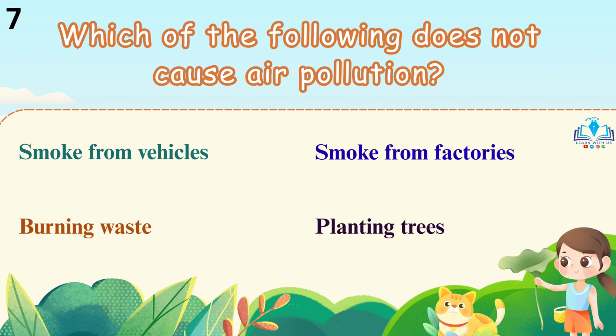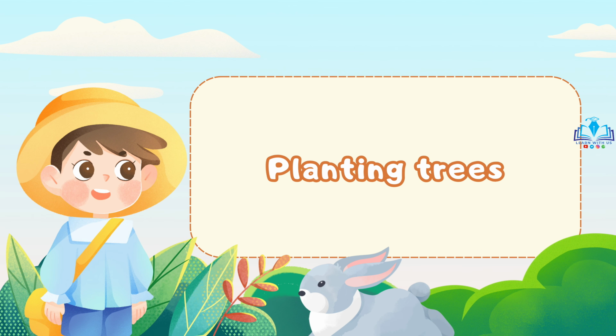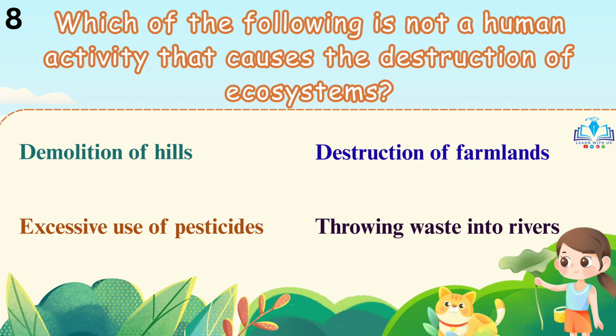Question 7. Which of the following does not cause air pollution? A. Smoke from vehicles. B. Smoke from factories. C. Burning waste. D. Planting trees. Answer D. Planting trees.